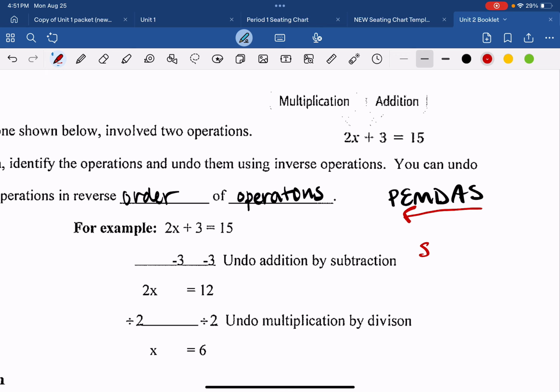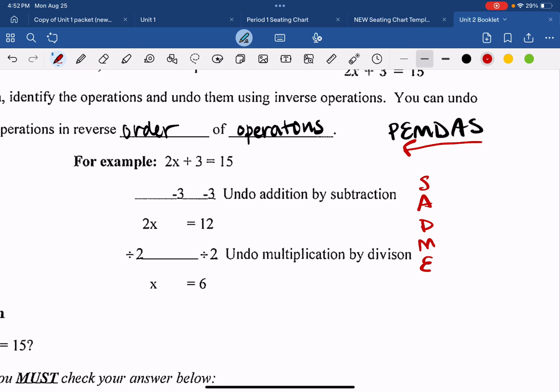So I'd start with subtraction and addition. And then I'd look at multiplication and division. And then I would look for exponents. And lastly, I would look for parentheses.